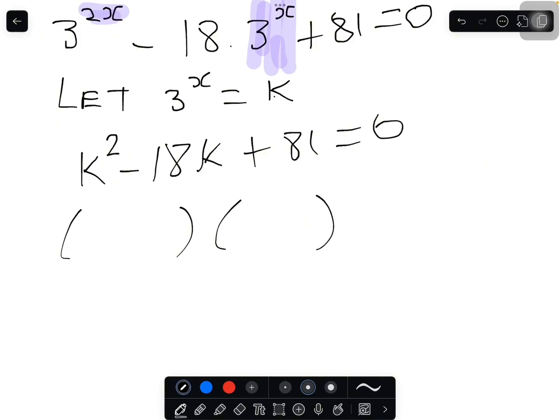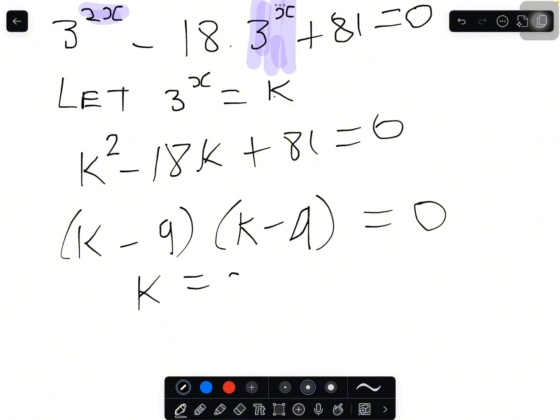We now can factorize this, and we'll have, so when I do my factorization, I like to put the brackets first. I put k here, I put k here, then I say, okay, 9 and 9, it's going to be a minus and a minus, so then k equals 9. Okay, we got this, we're done.